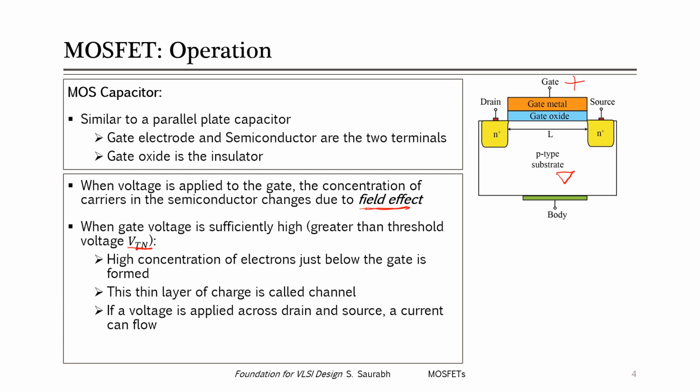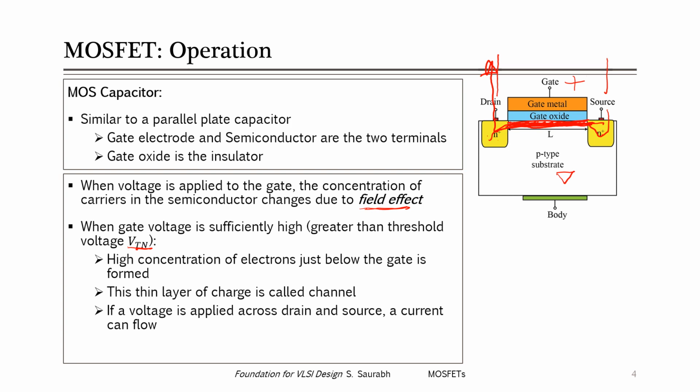positive voltage to the gate, a high concentration of electrons is formed, right? So we now have a continuous region of high electrons from the drain to the source through the channel, right? So the channel has lots of electrons. There is a region of very high concentration of electrons between the source and drain. And now if we apply a voltage between drain and source, then electrons will be injected through the source and through the channel they will reach the drain, right? So this is how the current will flow, right?